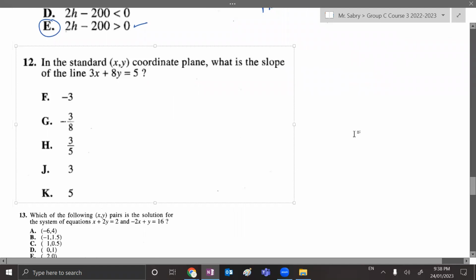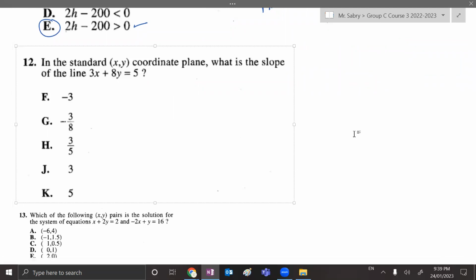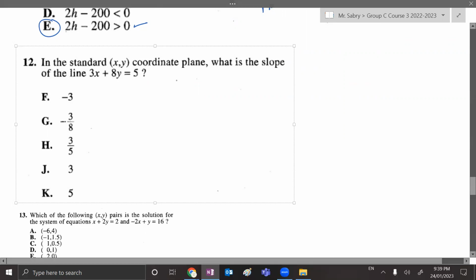Now let's try 12. 12 بيقول لي what is the slope of the line 3x plus 8y equals 5. This is an extremely easy question. المفروض على طول slope is negative the coefficient of x over the coefficient of y. Negative 3 over 8. That's the slope.